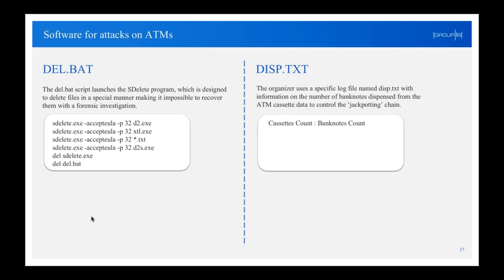Additionally, to control the money mules and identify exactly how much money was depleted at each ATM, the organizer used a special log file, disp.txt, with information on the exact number of banknotes that were dispensed from the ATM cassettes. So those were two of the things that the criminal group did after jackpotting the ATMs.